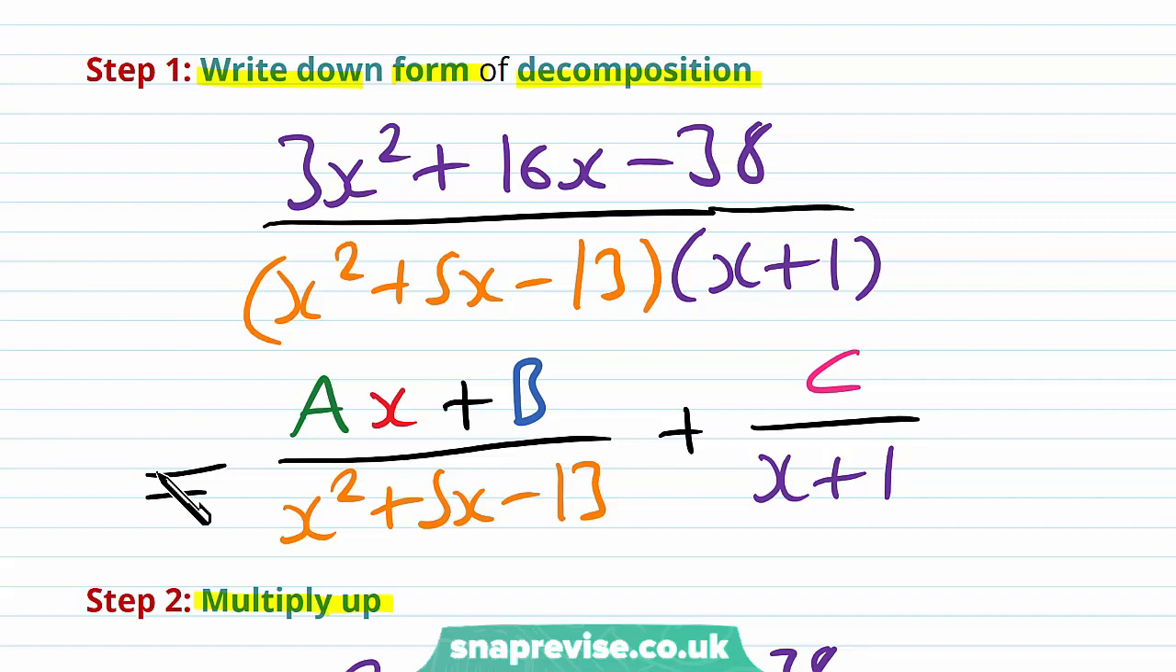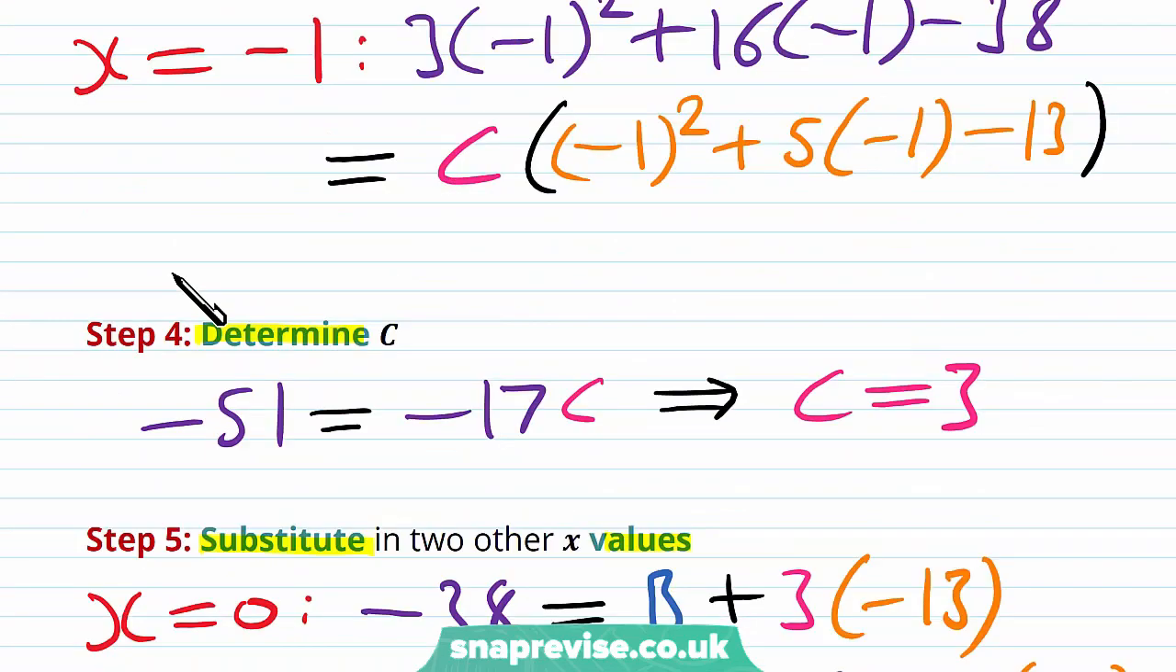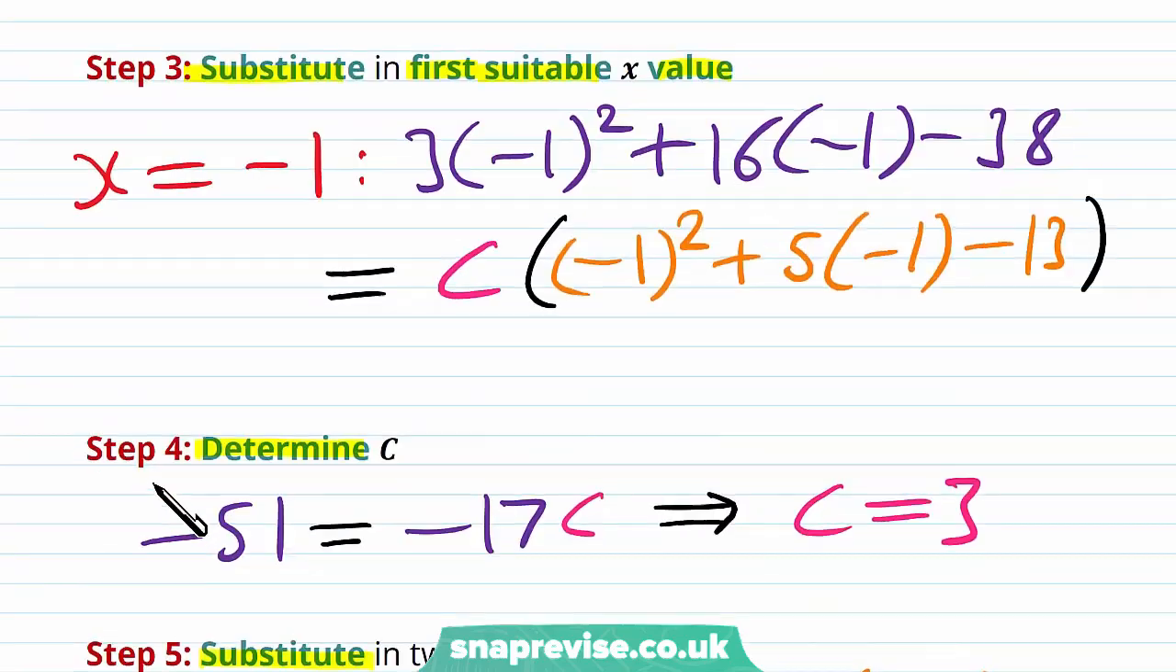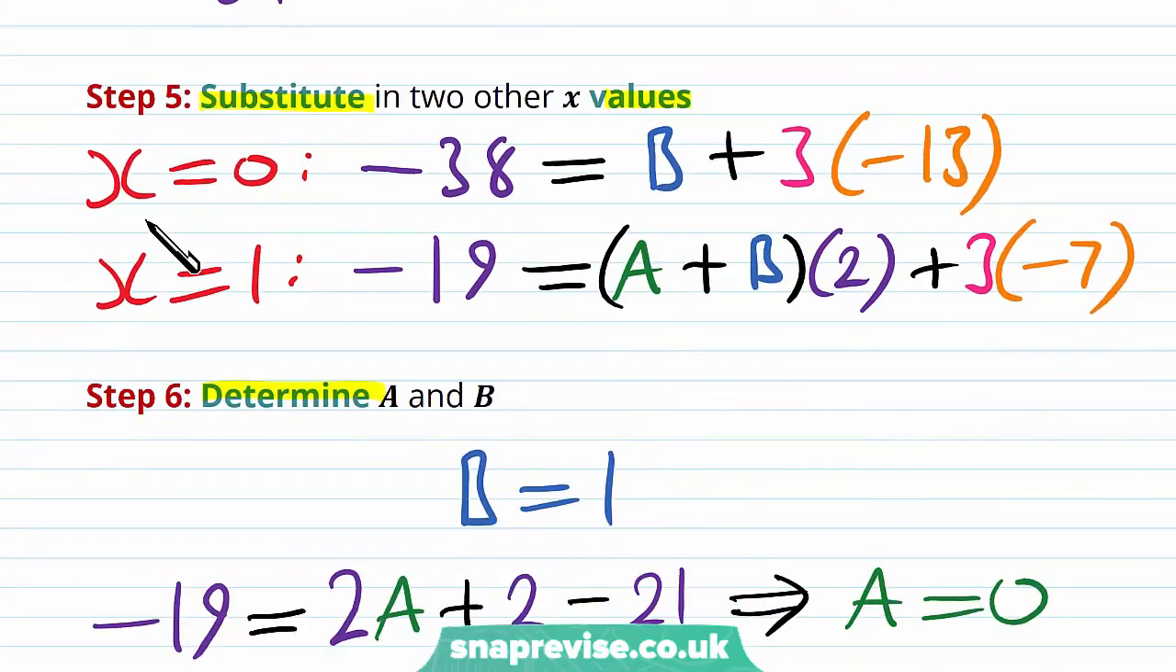Using the form of the decomposition, we can write it down. We have just the value of b, which is 1, over the quadratic factor, which is, in this case, x squared plus 5x minus 13.